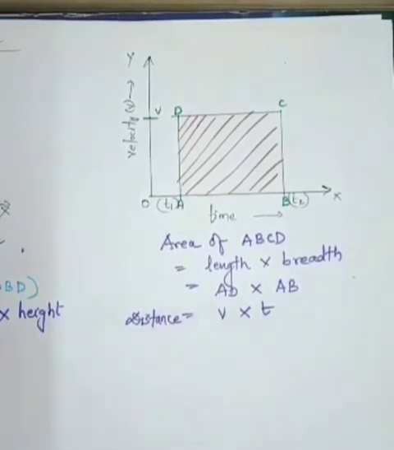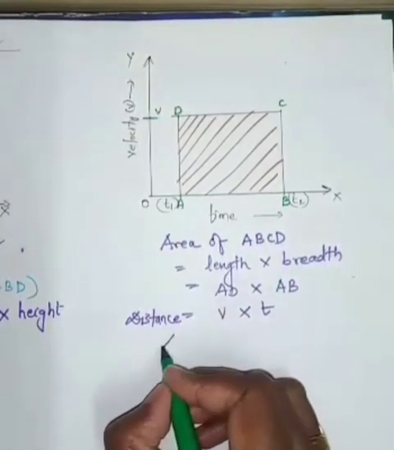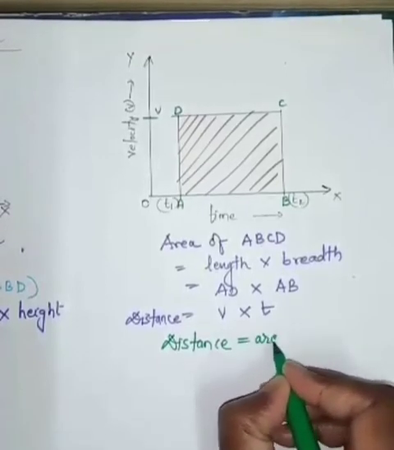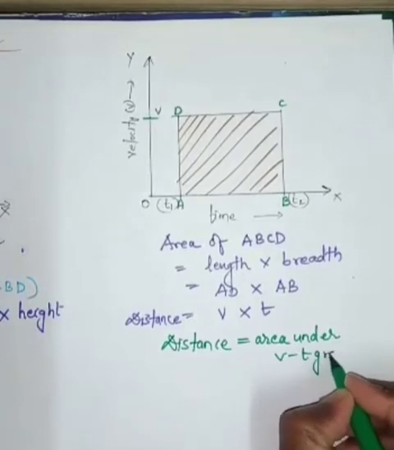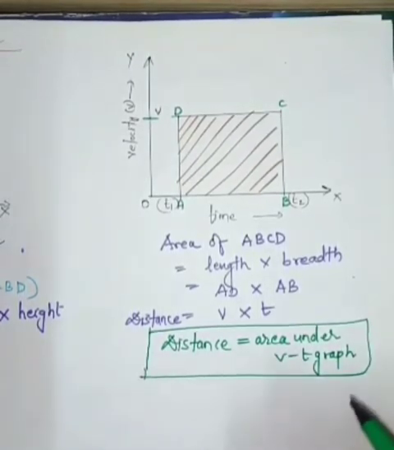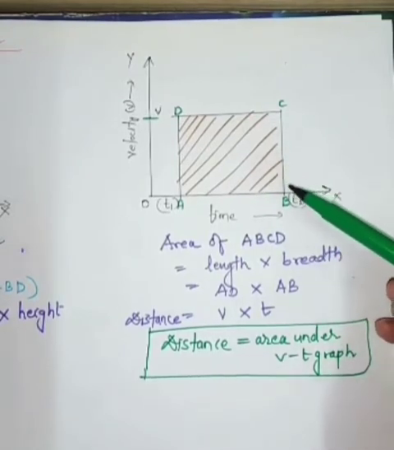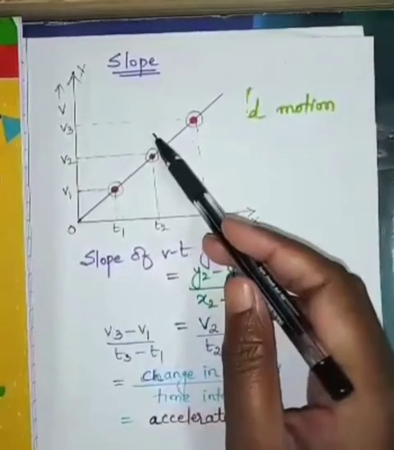Therefore, the area under the VT graph represents the distance. Distance is equal to area under VT graph. Thus, what is the use of the VT graph? We can find the total distance covered by the object by finding the area covered by the object during its motion. We will find the slope of the VT graph.